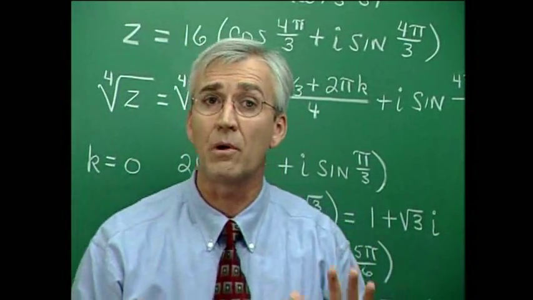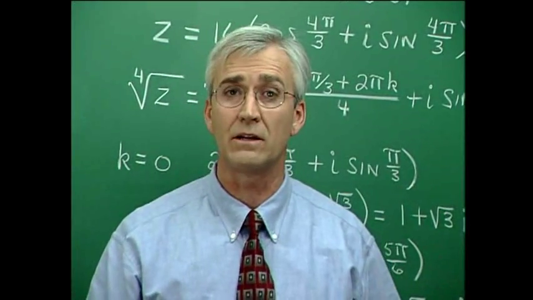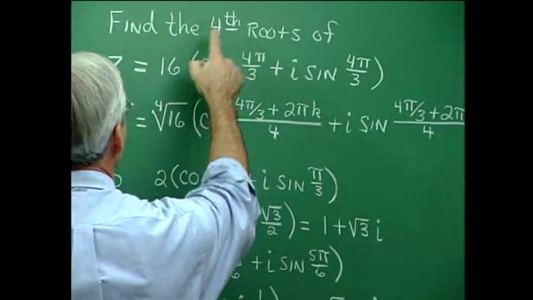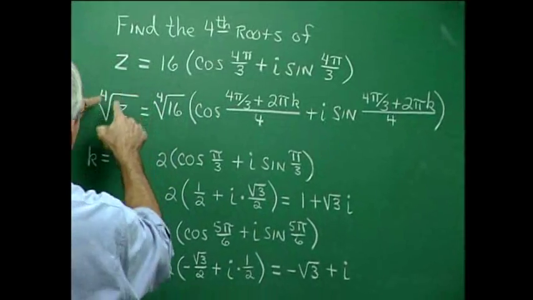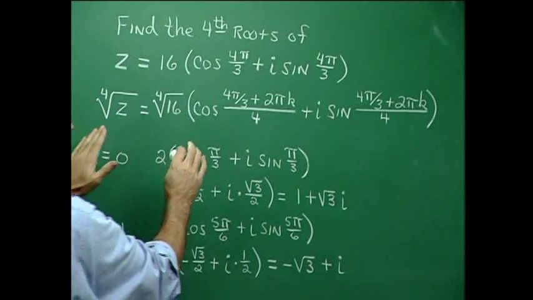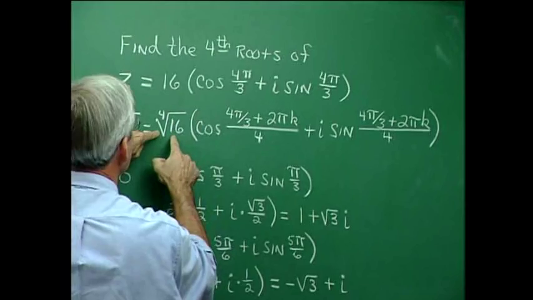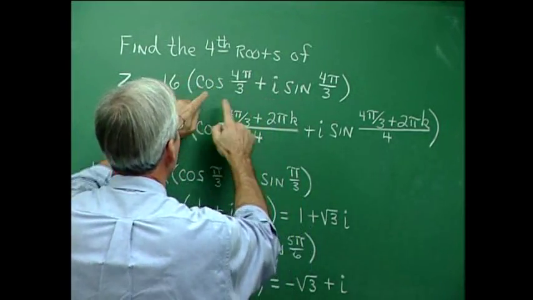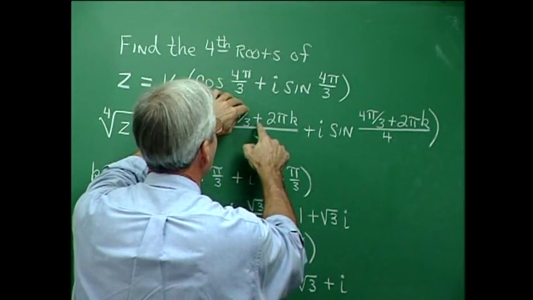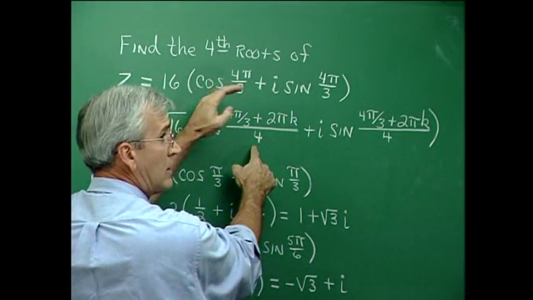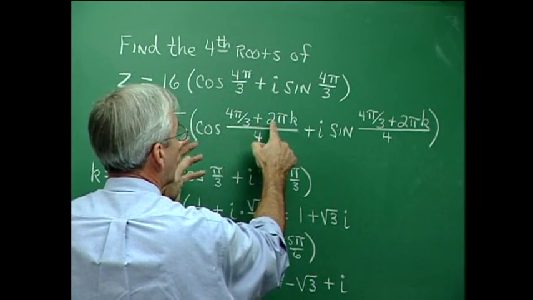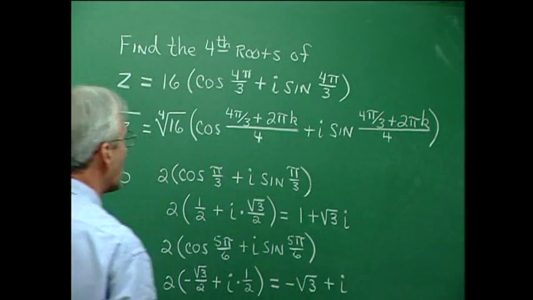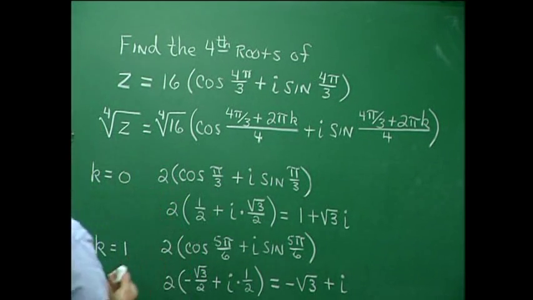If we already have a problem in polar form, we don't have to make that transition. So here we just go right into the idea of the 4th roots for this. So it's the 4th root of z, and following the pattern that we established before, it's the 4th root of 16 times, and now we go through this idea of the theta plus 2 pi k over n. So it's this theta plus 2 pi k over the n, and the n is 4, and the same fraction over here with sine. And now we let k take on values.